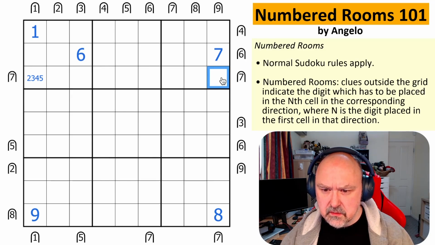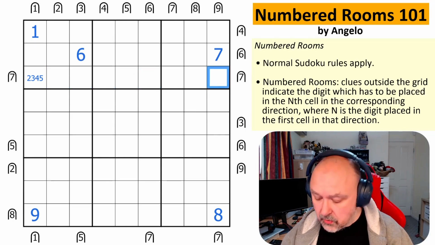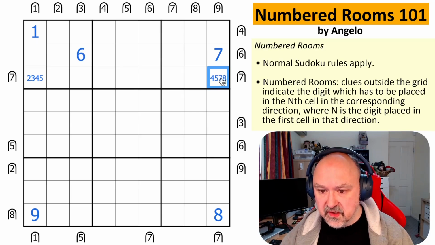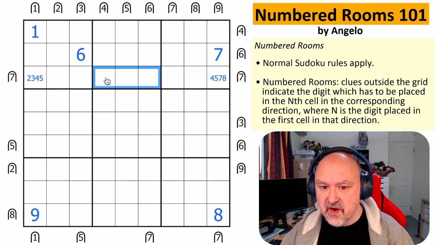7 here can't be in those, can be in those or those. So it can be 4, 5, 7, or 8 only. And because I can't put it in the first 3 because there's a 7 there, 4, 5 is fine. Oh, hang on. Could put it in 6. Why did I say it can't be 6?